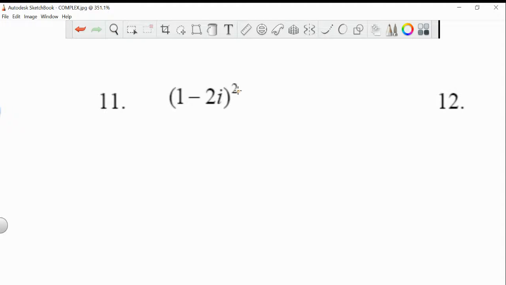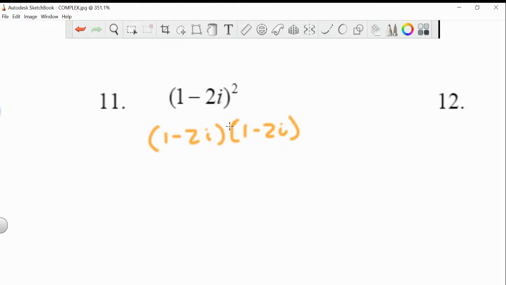Number 11, I just want to make a point really quick. How do you handle anything that's squared? You have to write it twice. You cannot distribute the squared. We have to write this twice as 1 minus 2i and 1 minus 2i, because it is squared, that means multiply it by itself.